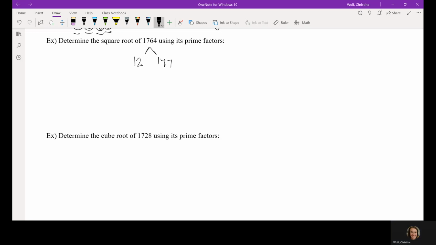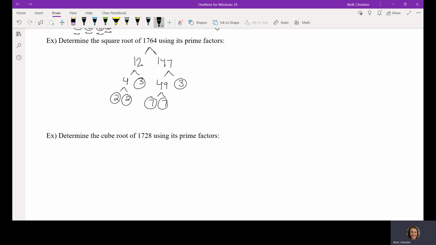Then for my 12, I'm going to split that up to 4 times 3, and then the 4 to 2 and 2. Circle, circle, circle. 147, I just know that that divides by 3, so I'll go 49 times 3. I'm going to circle that 3. 49 breaks down, the only option is 7 times 7.